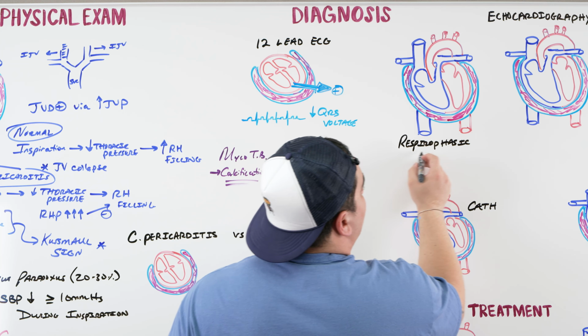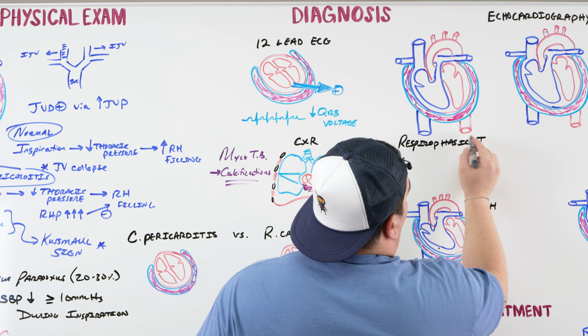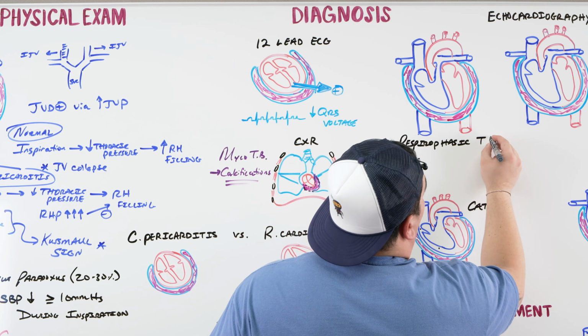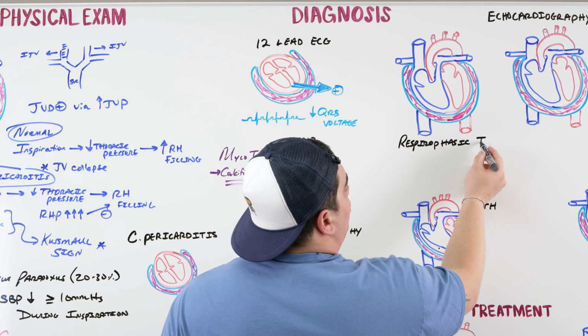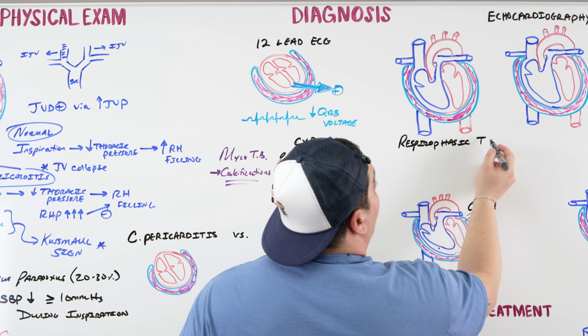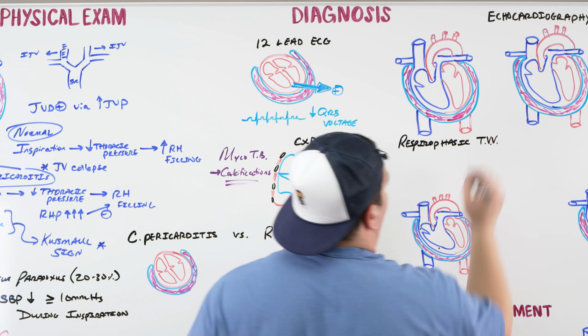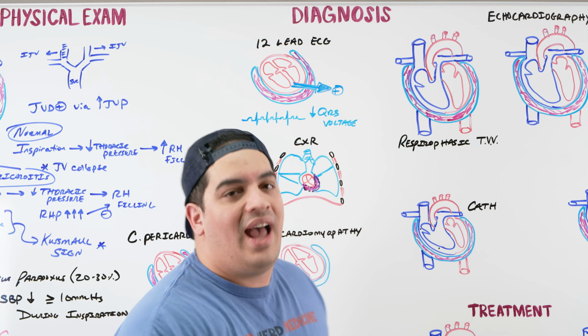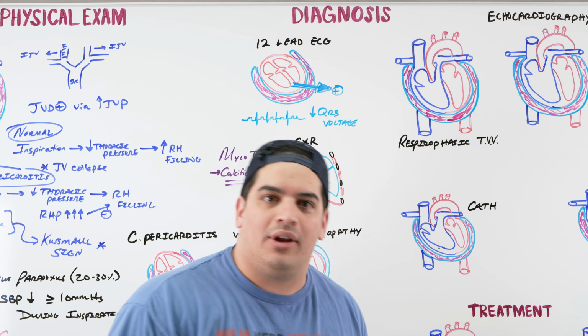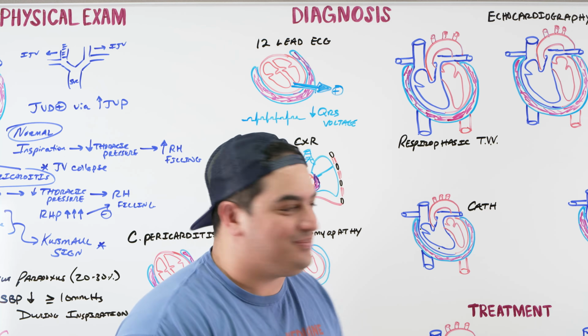We look at what's called respirophasic flow of blood across the valves. So, transvalvular velocities. Transvalvular velocities is what I'm going to talk about here. What the heck does this mean? Zach, you're scaring me. Okay, I promise it's not hard.